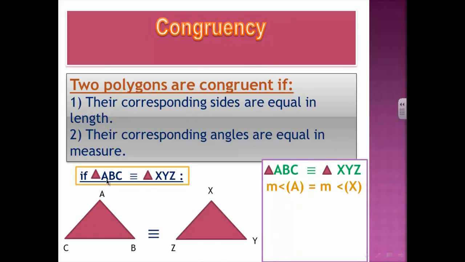The measure of angle A is equal to the measure of angle X. The measure of angle B is equal to the measure of angle Y. The measure of angle C is equal to the measure of angle Z. Also, the side lengths are equal: AB is equal to XY, BC is equal to YZ, and AC is equal to XZ. So the two triangles are congruent.